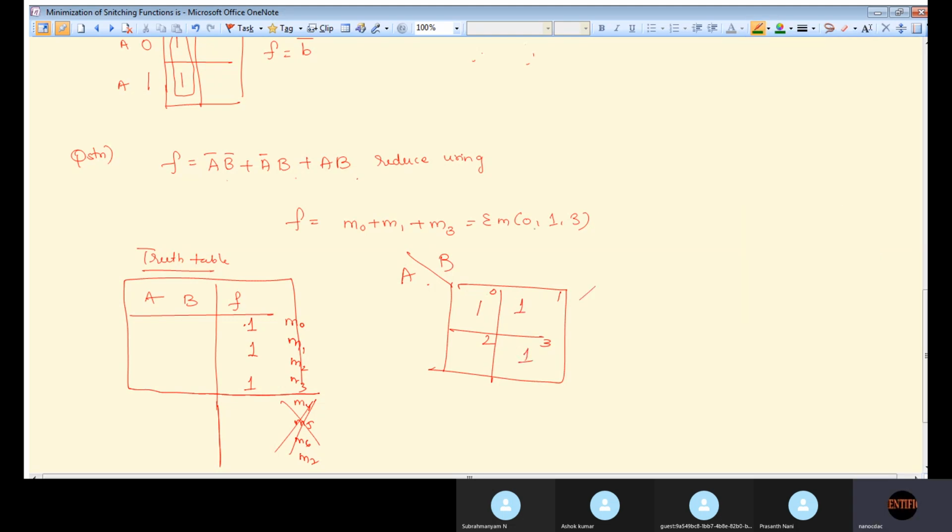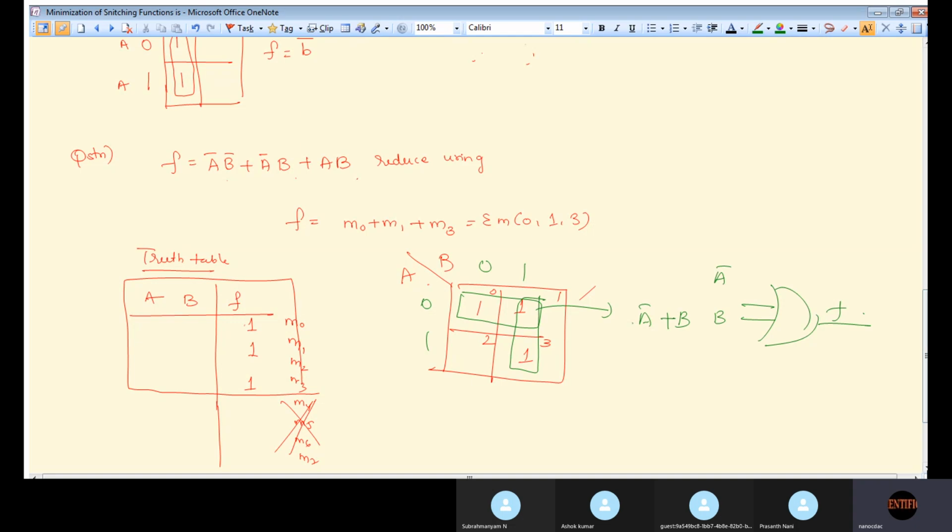So finally what you will get is this is 1 and this is 1 that you are taking. So what is the equation for this particular rectangle? A bar. Okay, plus, for this one? B. So your equivalent circuit will be an OR gate with A bar and B, and this is your function F.